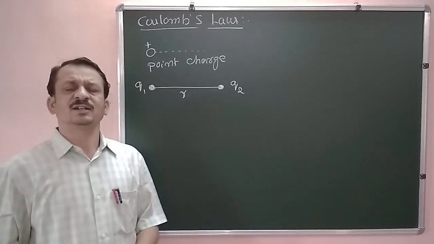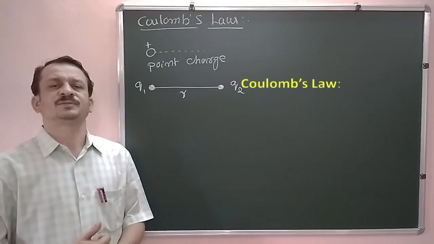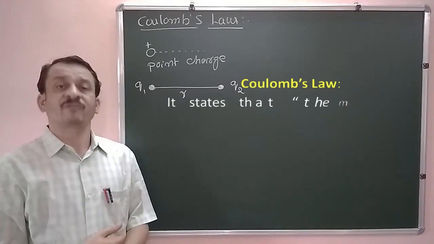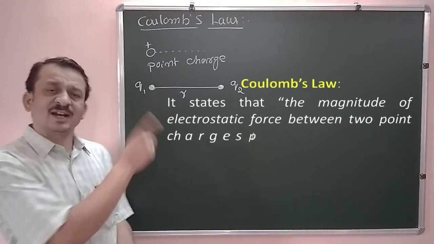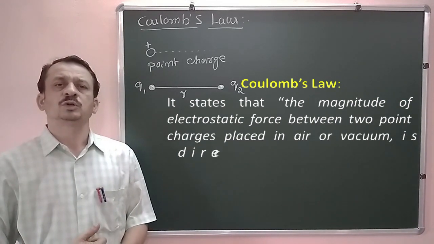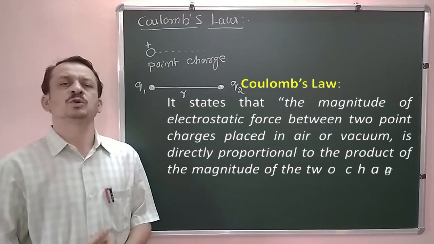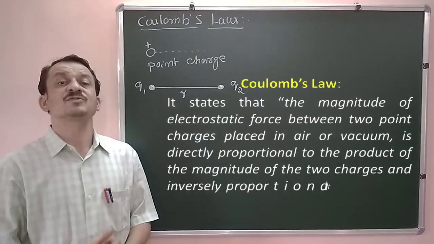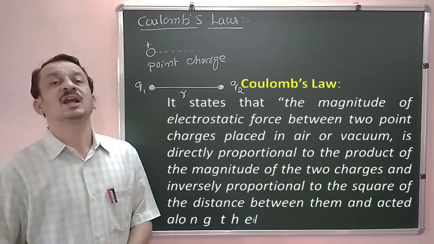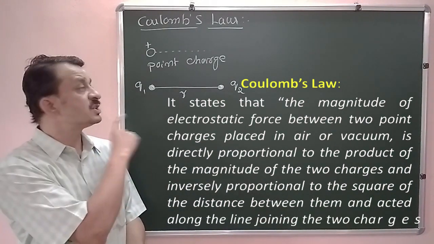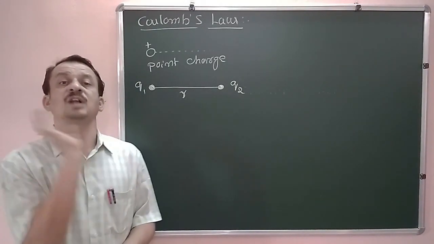Coulomb's law states that the electrostatic force between any 2 point charges placed in air or vacuum or free space is directly proportional to the product of the magnitude of the 2 charges and inversely proportional to the square of the distance of separation between the 2 charges, and it acts along the direction of the line joining the 2 charges. That is the statement of Coulomb's law.